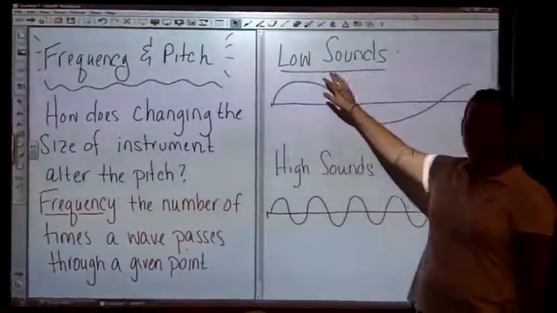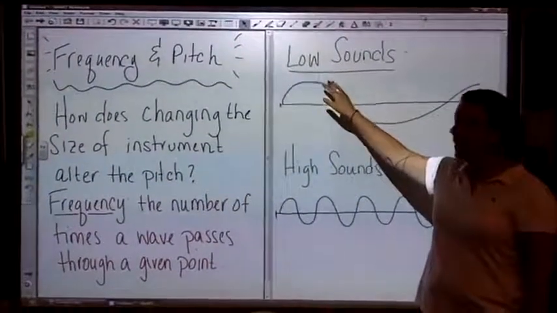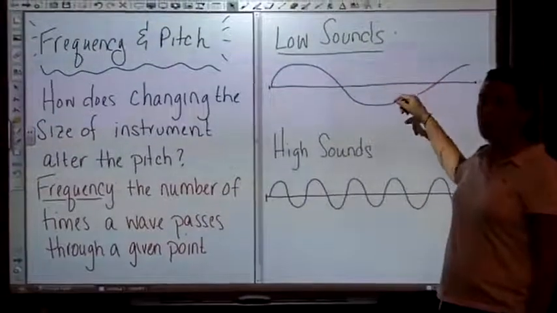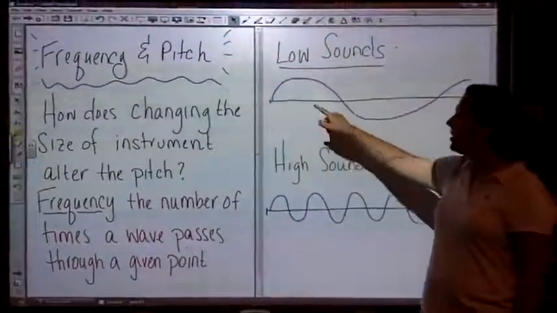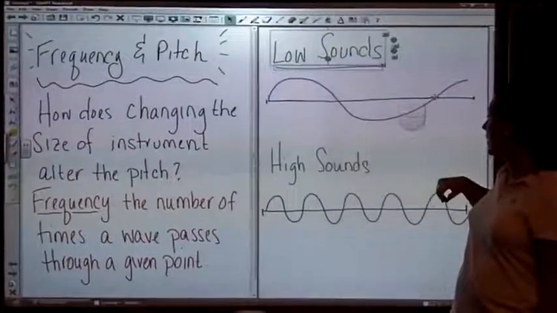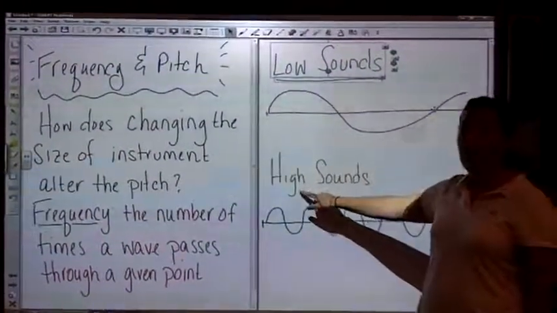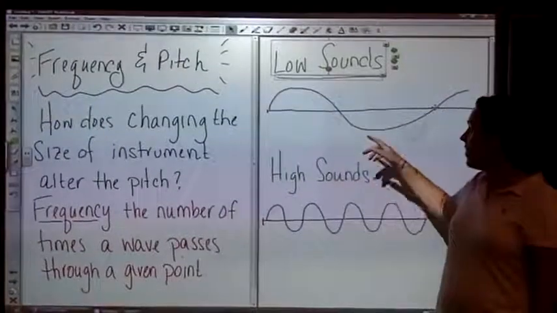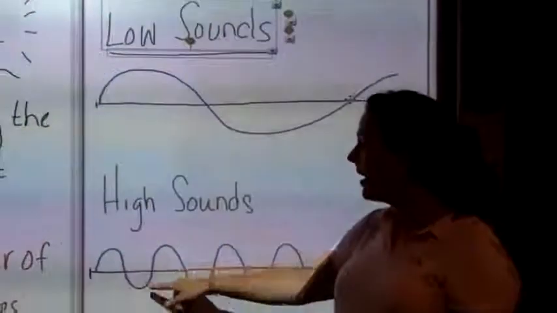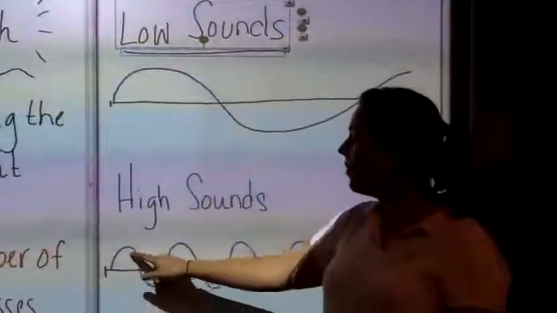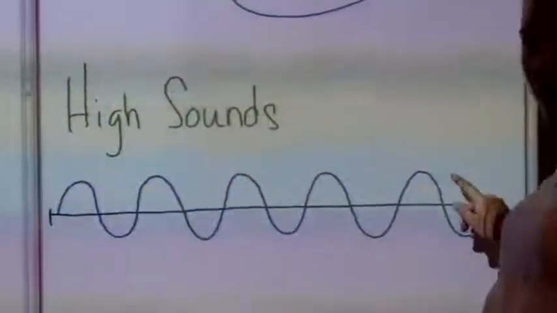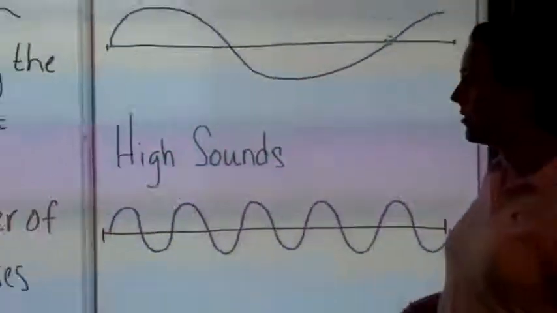So an example of a low sound or a low pitch would have a really low frequency because they have a direct relationship. So my frequency here is just over 1 wavelength. If I look down at a high sound or a high pitch, my frequency is noticeably higher because I have so many more wavelengths. So I have 1, 2, 3, 4, 5 wavelengths there. So that must be a higher pitch.